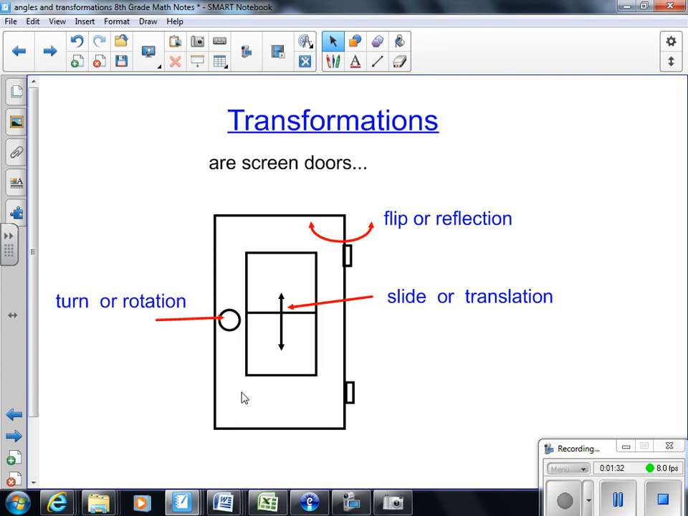Okay, in your notes, write this down because this will help you remember that a transformation is a screen door. And the parts of the screen door are the hinges, causing it to flip or reflect, the screen, which represents the translation or the slide, and the handle, which is a turn or rotation.